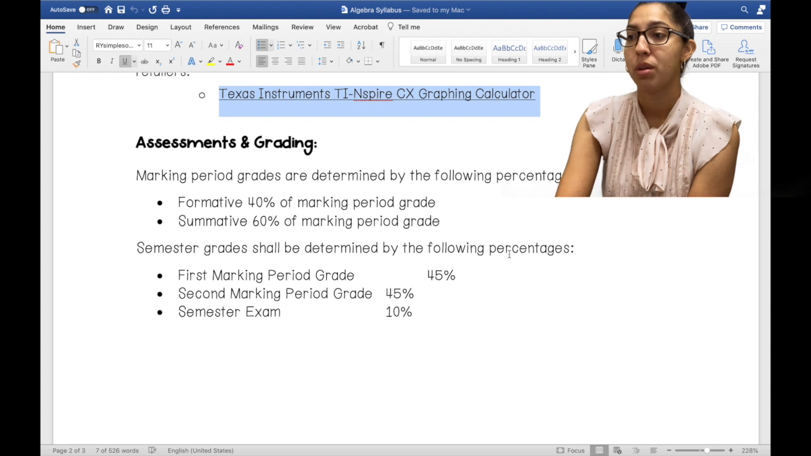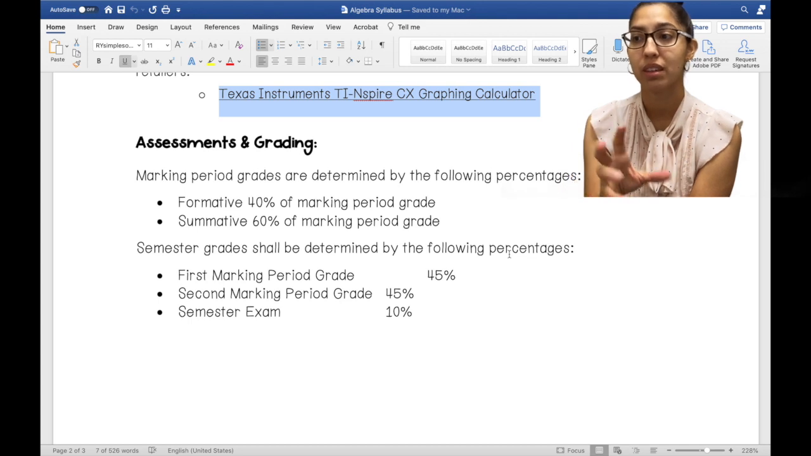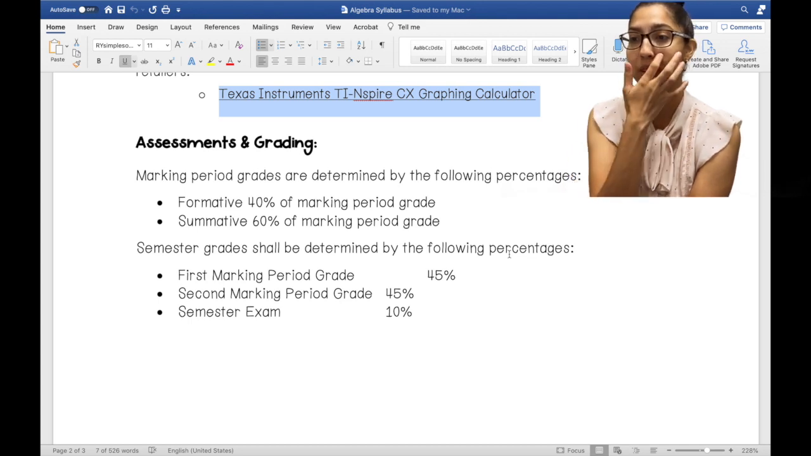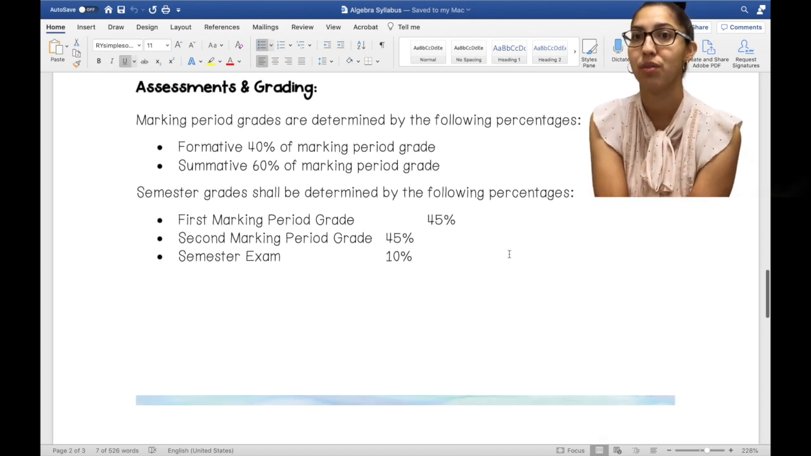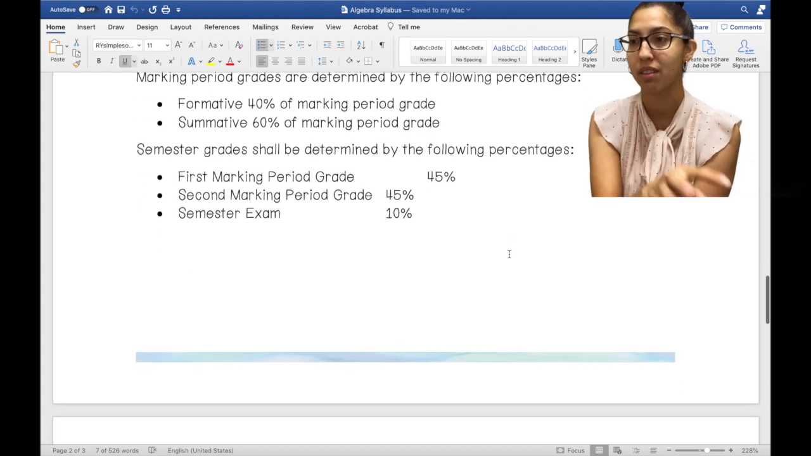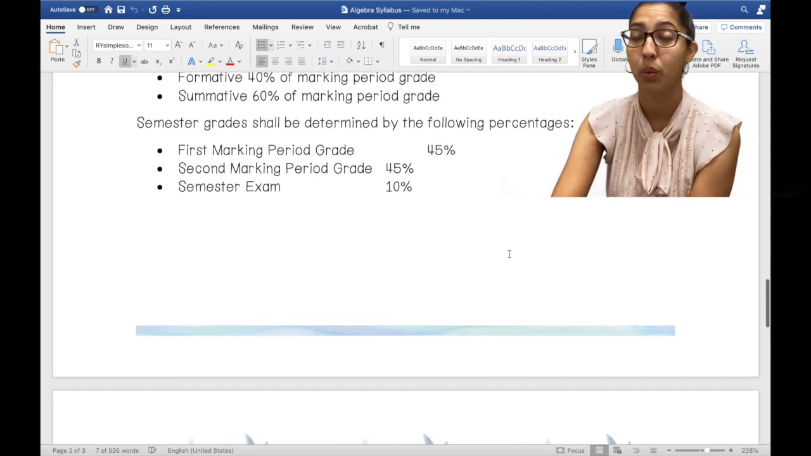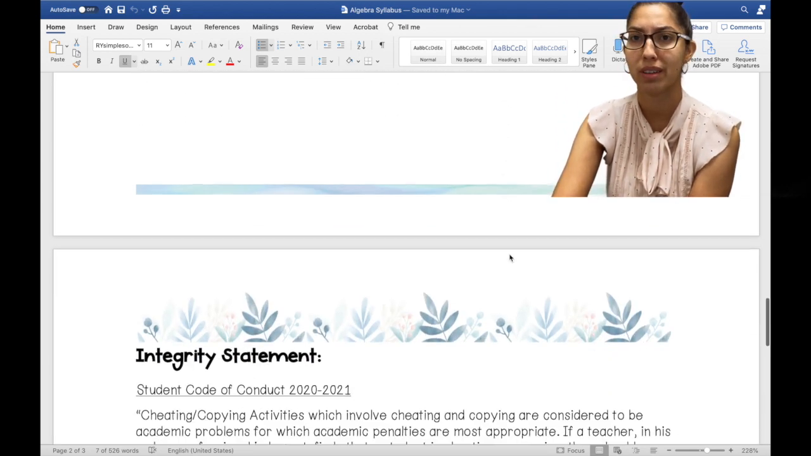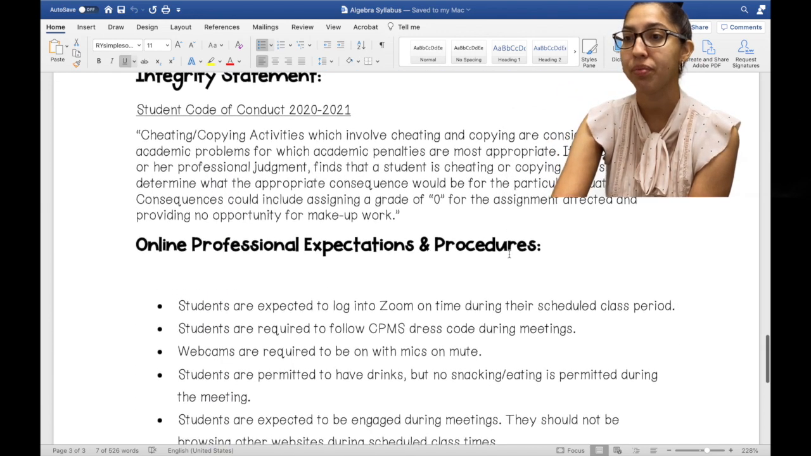Semester grades shall be determined by the following percentages. So the first marking period, which is the first 9 weeks, is 45%, the second 9 weeks is 45%, and then the semester exam is going to be 10%, to give you a total of 100% for the grade. And we'll talk more about that semester exam way later in November, December, and then everything else should be good.